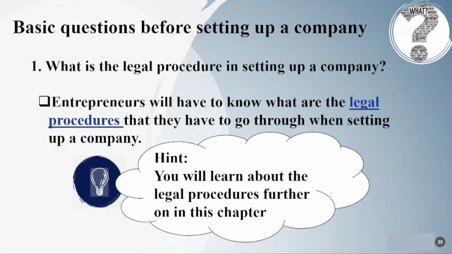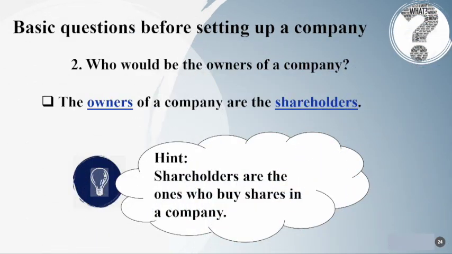The first question is: what is the legal procedure in setting up a company? Entrepreneurs will have to know what are the legal procedures that they have to go through when setting up a company. A hint for you. You will learn about the legal procedures further on in this chapter. The second question is: who would be the owners of a company? The owners of a company are the shareholders. Hint: shareholders are the ones who buy shares in a company.